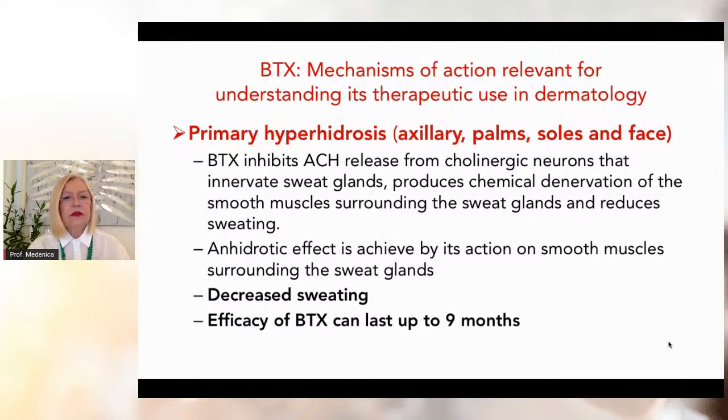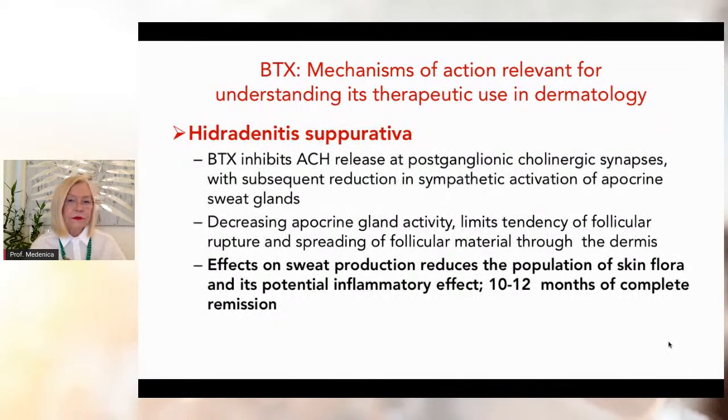Actually, anhidrotic effect is achieved by its action on the smooth muscle surrounding the sweat gland, and the final outcome is a decrease in sweating. By many anecdotal reports or small studies, the efficacy of botulinum toxin introduced this way can last up to 9 months in primary hyperhidrosis.